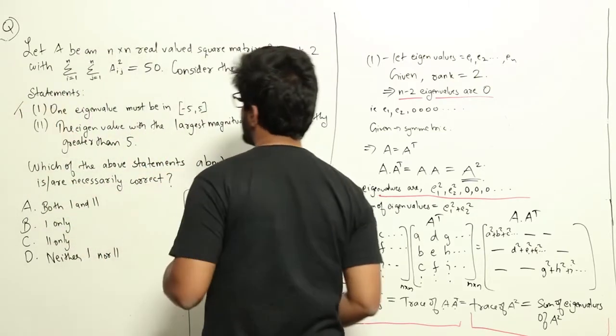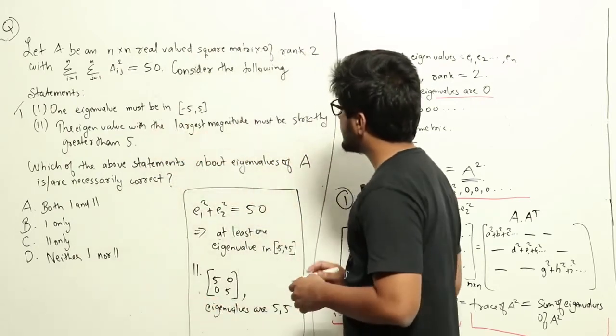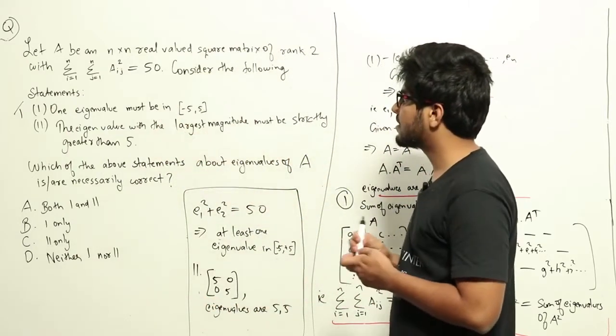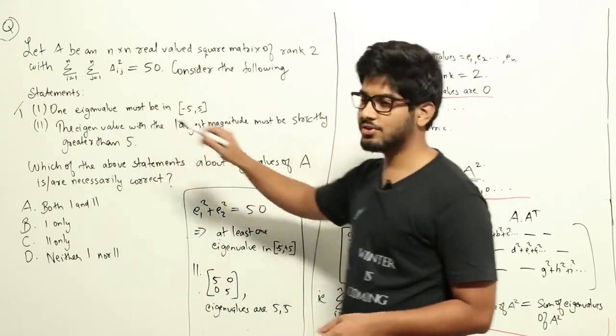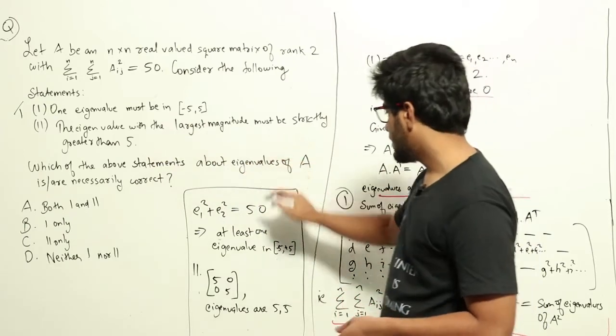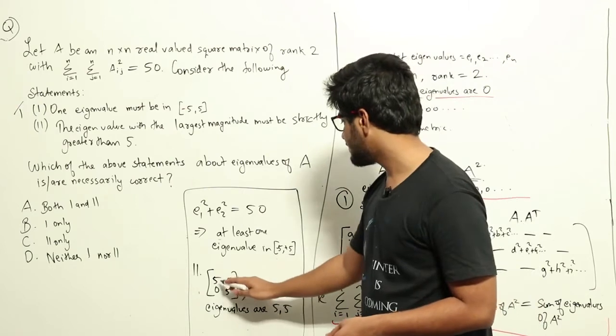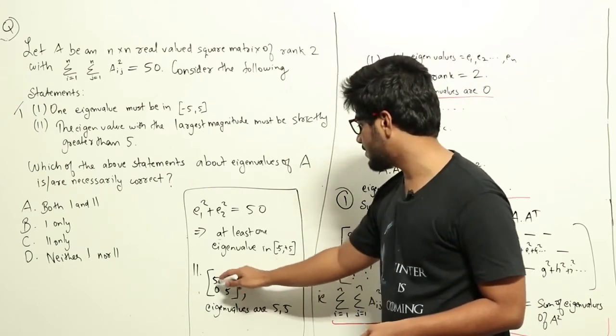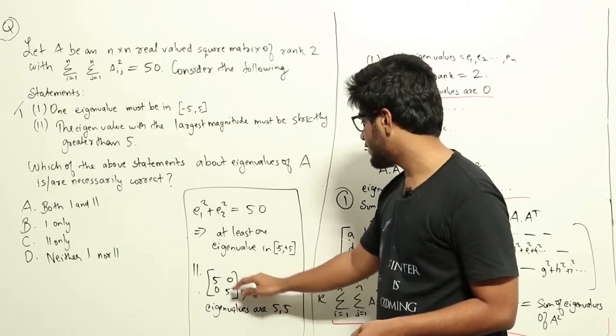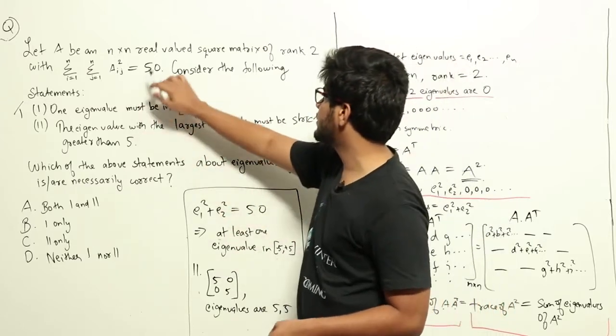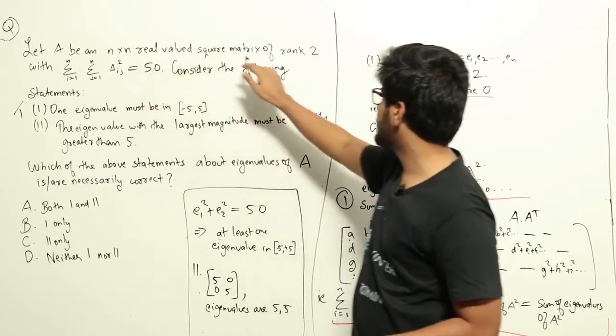So coming to statement 2. The eigenvalue with the largest magnitude must be strictly greater than 5. Now, to disprove this, it is pretty easy. Let's take the matrix 5, 0, 0, 5. Now, the sum of squares of this matrix is 5 into 5 is 25, plus 5 into 5, that is 50, which satisfies this condition. It's an n by n real valued square matrix.